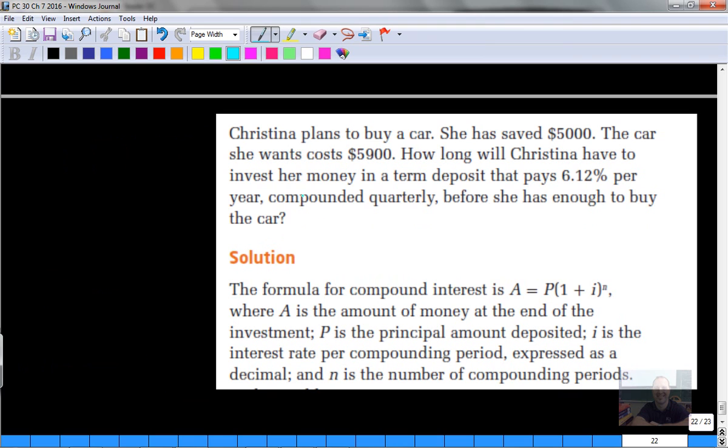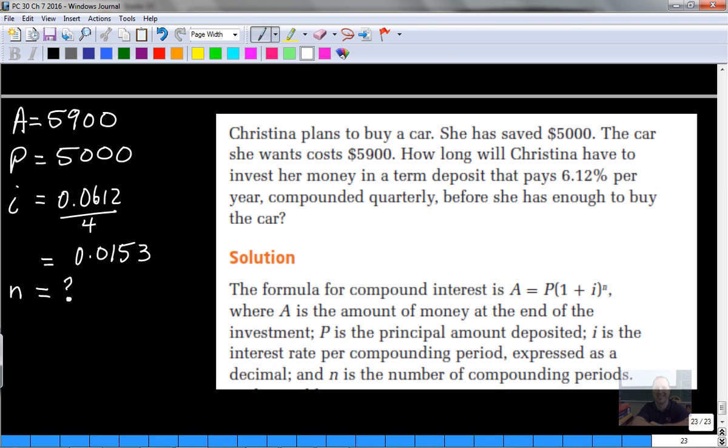All right, I'm going to do one quick example. Time's running short, so I'm going to do this fairly quickly. You can pause the video if you want to read this through, and then I'm going to show you how to do it. Solving by graphing. Okay, so here we have our values. You've read the question. A value here is the amount of money at the end of the investment, which needs to be $5,900. The P, the principal, is $5,000. The interest rate per period is 0.0153, and we're going to solve for n.